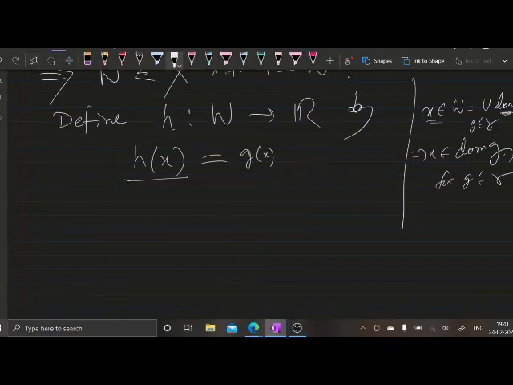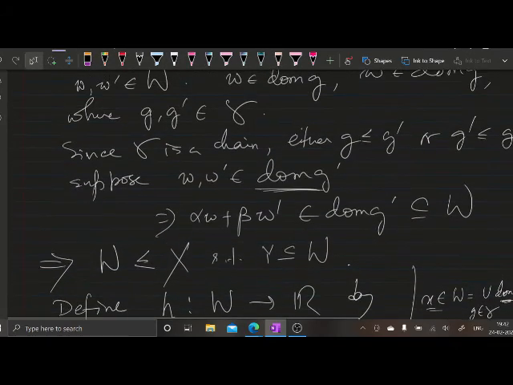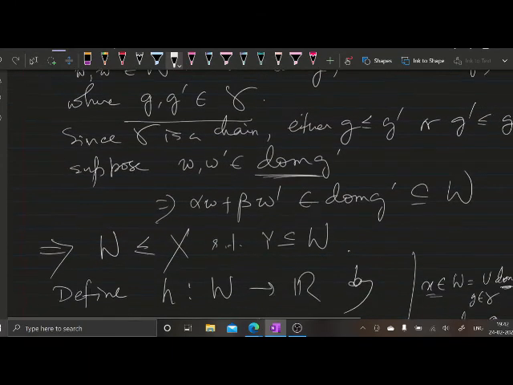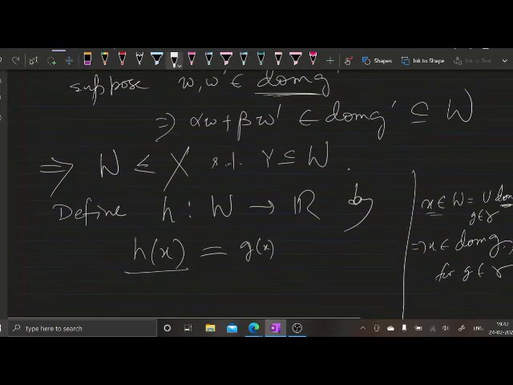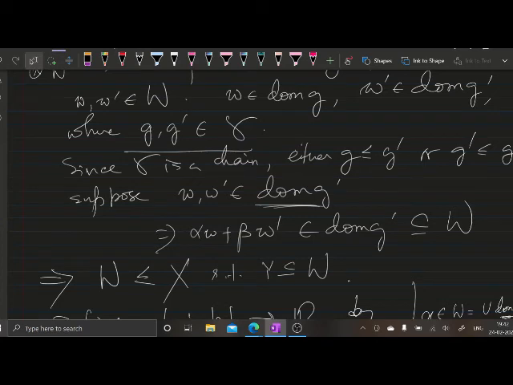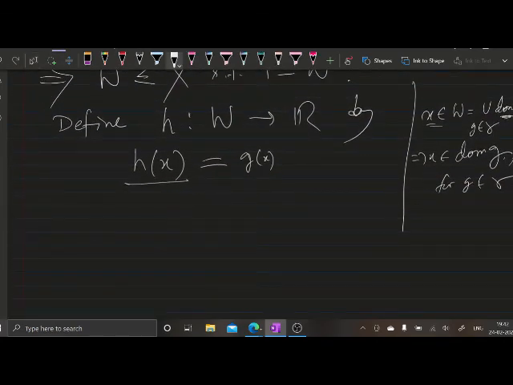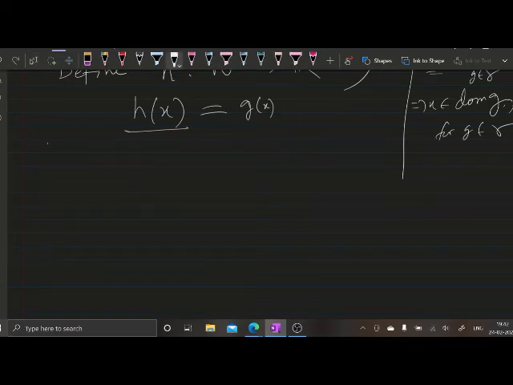Now one can say that if this x is in two domains of two functionals, suppose x is in the domain of G and the domain of G dashed, then by applying the same arguments as stated above, since gamma is a chain, these maps are comparable, and the domains will be a subset of one another. So the domain of G is either a subset of the domain of G dashed, or the domain of G dashed is a subset of the domain of G. Therefore, the map is well defined. H is well defined. So this is a fact.